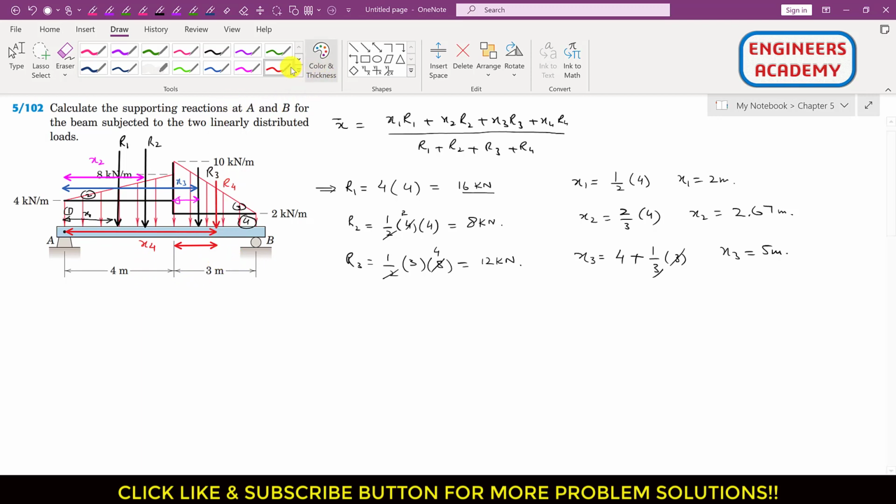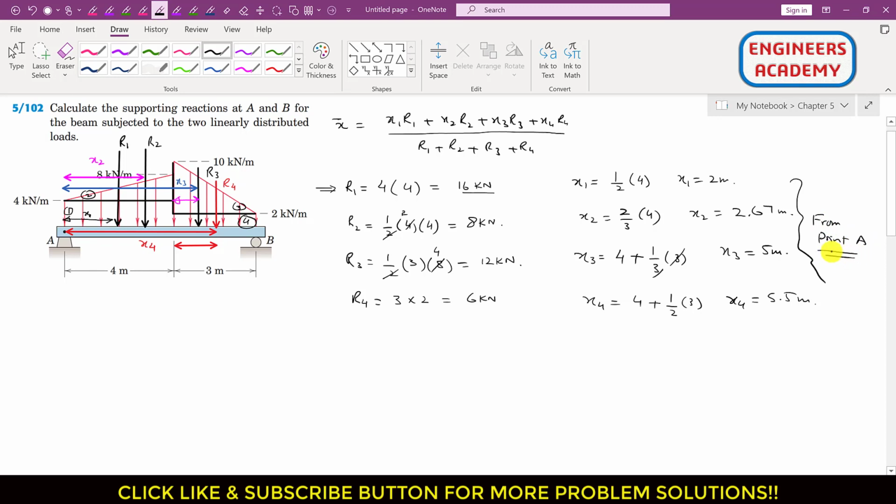So then we can find R4. So R4 is equal to the area of this rectangle, which is 3 into 2. So I will write this is 3 into 2. So this is 6 kilonewton, and x4 is equal to this 4 length plus this length. So 4 plus this length will be the half of this 3 meters, since this R4 will pass through the centroid of this rectangular area, and the centroid of this rectangular area is located at the geometric center of this rectangle, right? So then that will be half of that 3 meters length. So then we can write that x4 will be equal to 4 plus 1.5. So this is 5.5 meters. And remember that these x1, x2 and x3 are all measured from that point A. This is very important, right?